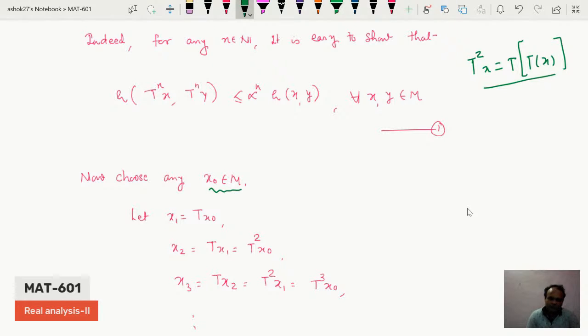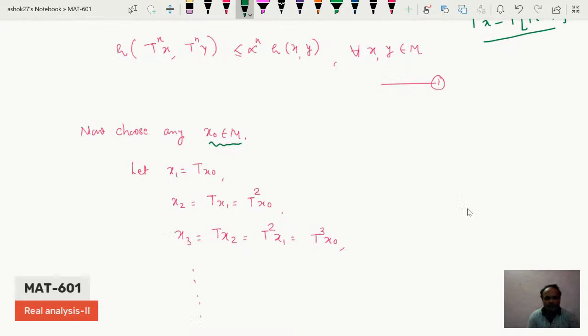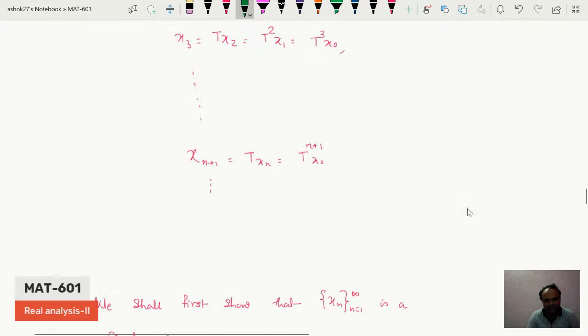M is a complete metric space. Here we are developing one sequence. Let x1 be the image of x0 under T, so x1 equals Tx0, and x2 equals Tx1. But x1 is equal to Tx0, so naturally x2 is T squared x0, and we continue this process. So we get x_{n+1} equal to Txn, that is T raised to n+1 of x0.